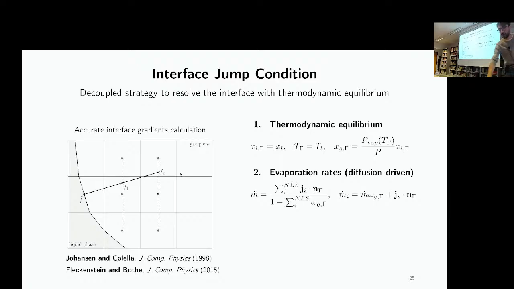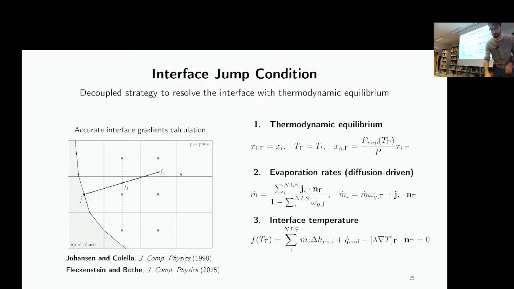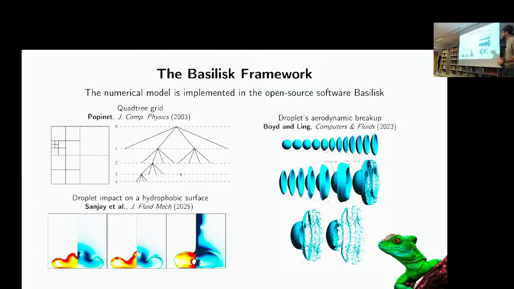And finally, once we have the vaporization rate, we can update the interfacial temperature using a root finding strategy, for example. From the enthalpy jump condition, we just computed the vaporization rate, and we obtain the final interface temperature that satisfies this equation. All of this is implemented in Basilisk, which does not require many introductions in this lab.